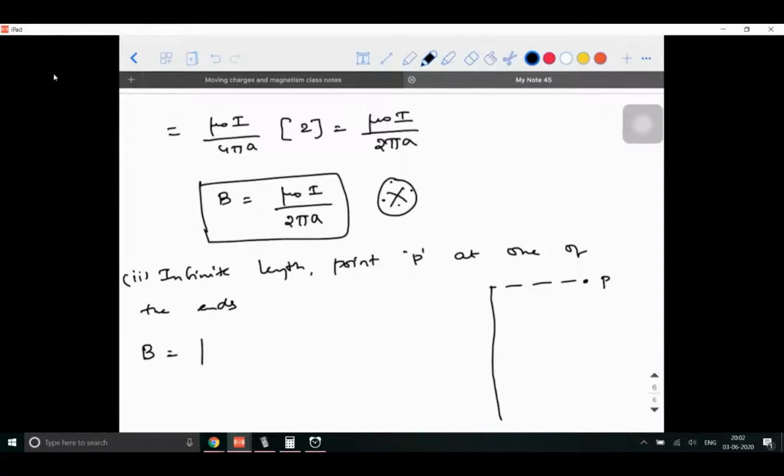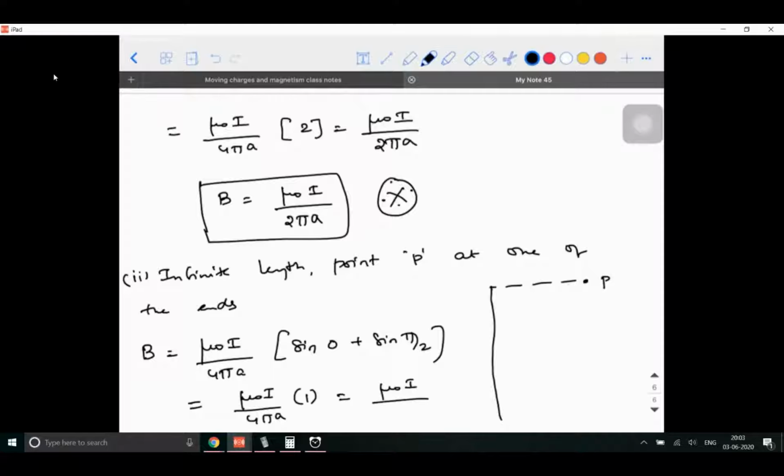So what will happen to the formula? Mu naught I divided by 4 pi a into sine of 0 plus sine of pi by 2. So the answer will be mu naught I divided by 4 pi a into 1. Right? So this is exactly half of the previous result. So this is another answer. So is it clear for everyone? Yes, sir.